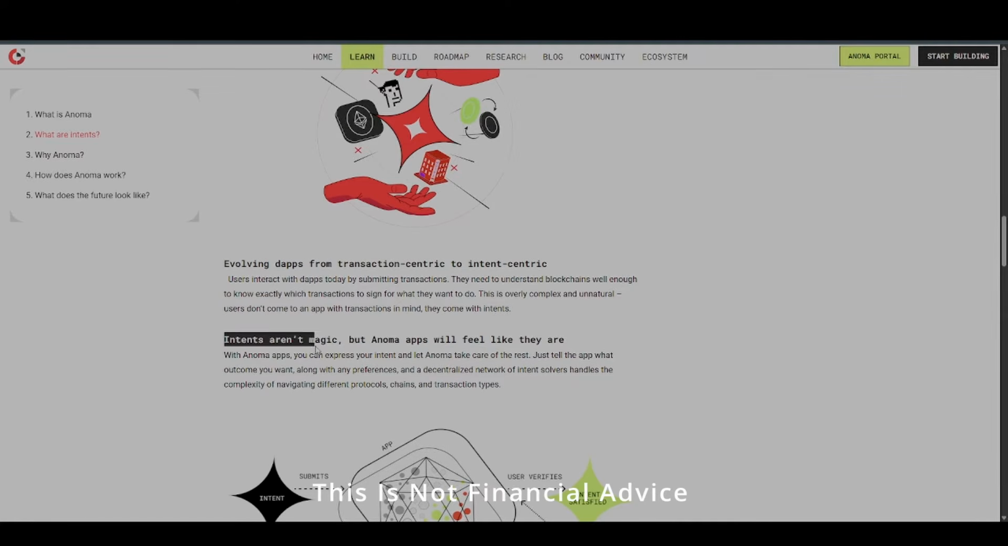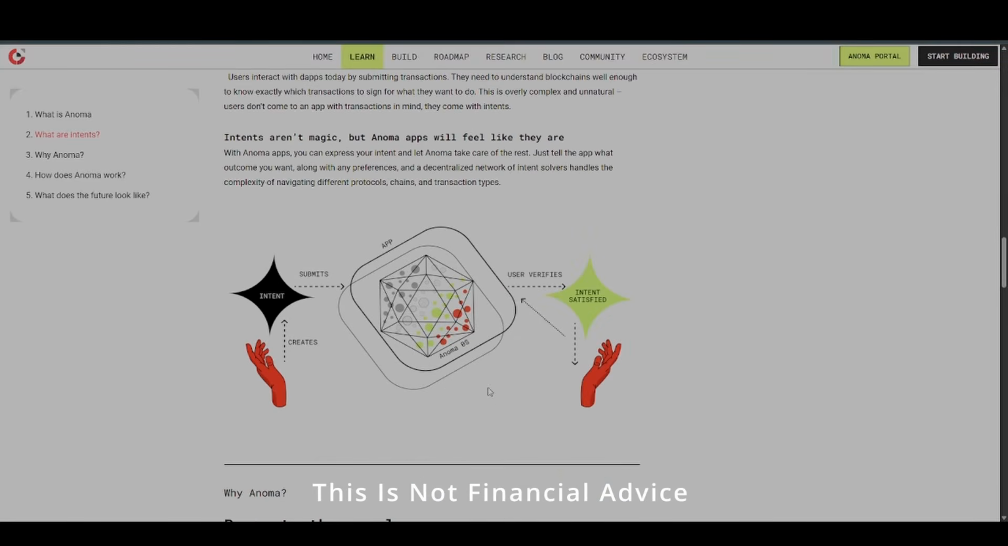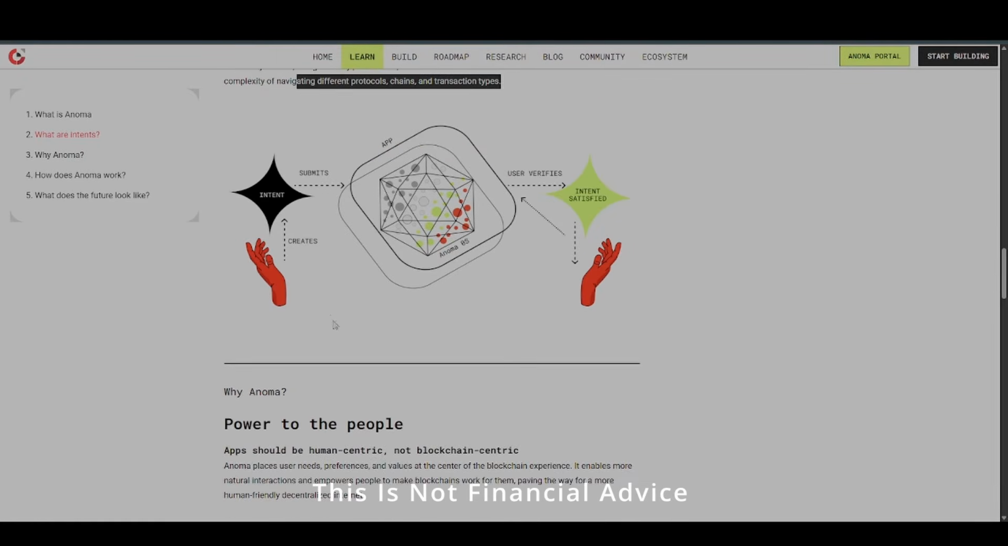So basically they are describing that intents aren't magic, but Anoma apps will feel like they are. With their app, you can express your intent and let Anoma take care of the rest. Just tell the app what outcomes you want along with any preferences, and a decentralized network of intent solvers handles the complexity of navigating different protocols, chains and transaction types. So I would say this is like an AI agent or something like that. That is the vibe that I'm getting, as you can see here. Anyways, I'm not sure, but again, this is really interesting, I would say.